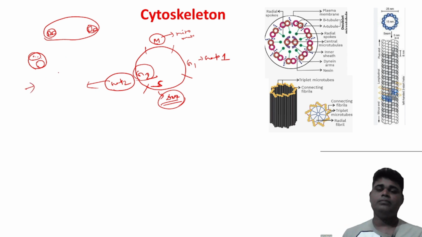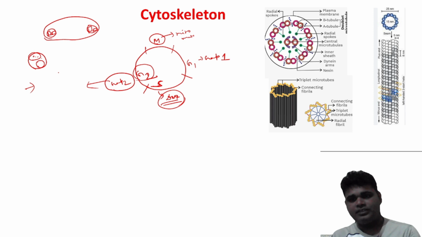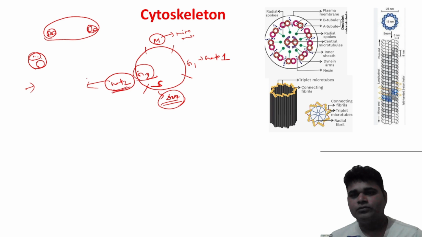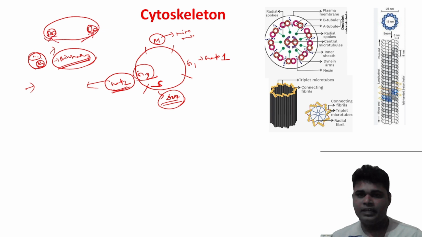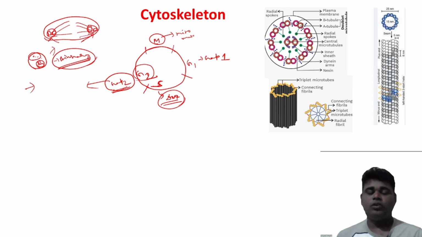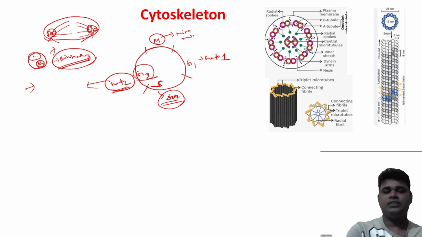In the cell, the number of centrosomes is 1, but during the gap 2 phase the centrosome becomes double, just like binary fission. Then one goes to one end and the other goes to the other end, and now mitosis or meiosis occurs. The spindle fibers are formed. So this is all about the centrioles and centrosomes.